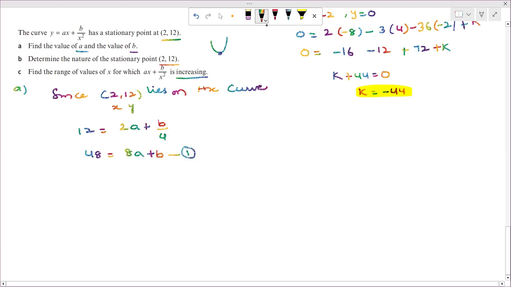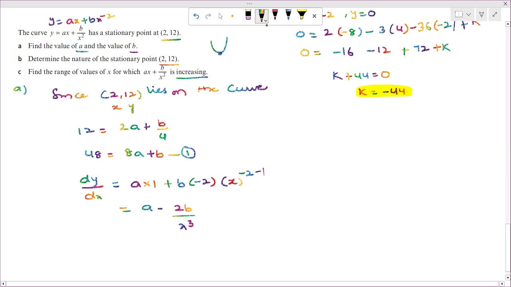And it has a stationary point at this point, so at that point dy by dx has to be equal to 0. First find dy by dx. dy by dx means a into 1 plus b into, writing y is equal to ax plus b into x to the power of minus 2, n into x to the power of n minus 1. So it will be a minus 2b by x cube. Now it has a stationary point at 2 comma 12, so at x is equal to 2, dy by dx is 0.